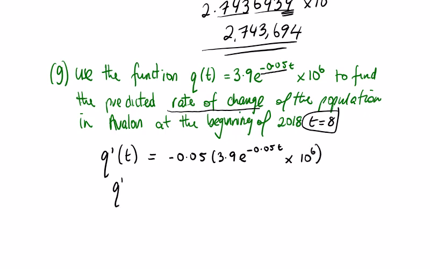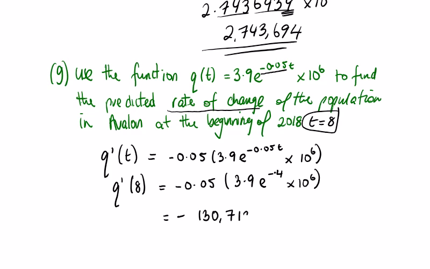And if we put 8 in here, it's just calculator use: minus 0.05 by 3.9 e to the power of minus 0.05 times 8, which is minus 0.4, we put t in as 8, by 10 to the power 6. And typing this into a calculator, we get a minus number, minus 130,712. That's the end of the population question.